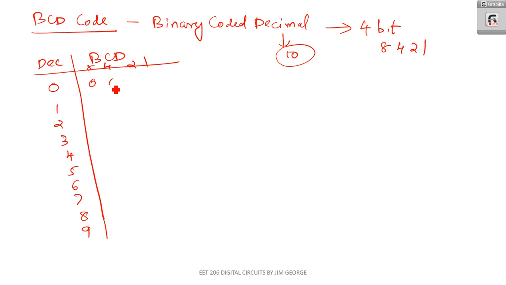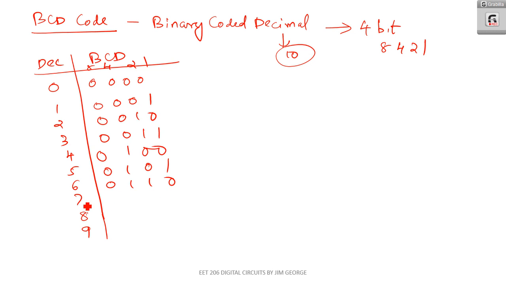So 0 becomes 0, 0, 0, 0. 1 is 0, 0, 0, 1. 2 is 0, 0, 1, 0. 3 is 0, 0, 1, 1, that means 2 plus 1, you will get 3. What is 4? 0, 1, 0, 0. What is 5? 0, 1, 0, 1. What is 6? 0, 1, 1, 0. What is 7? 0, 1, 1, 1. 8 is 1, 0, 0, 0. What is 9? 1, 0, 0, 1.